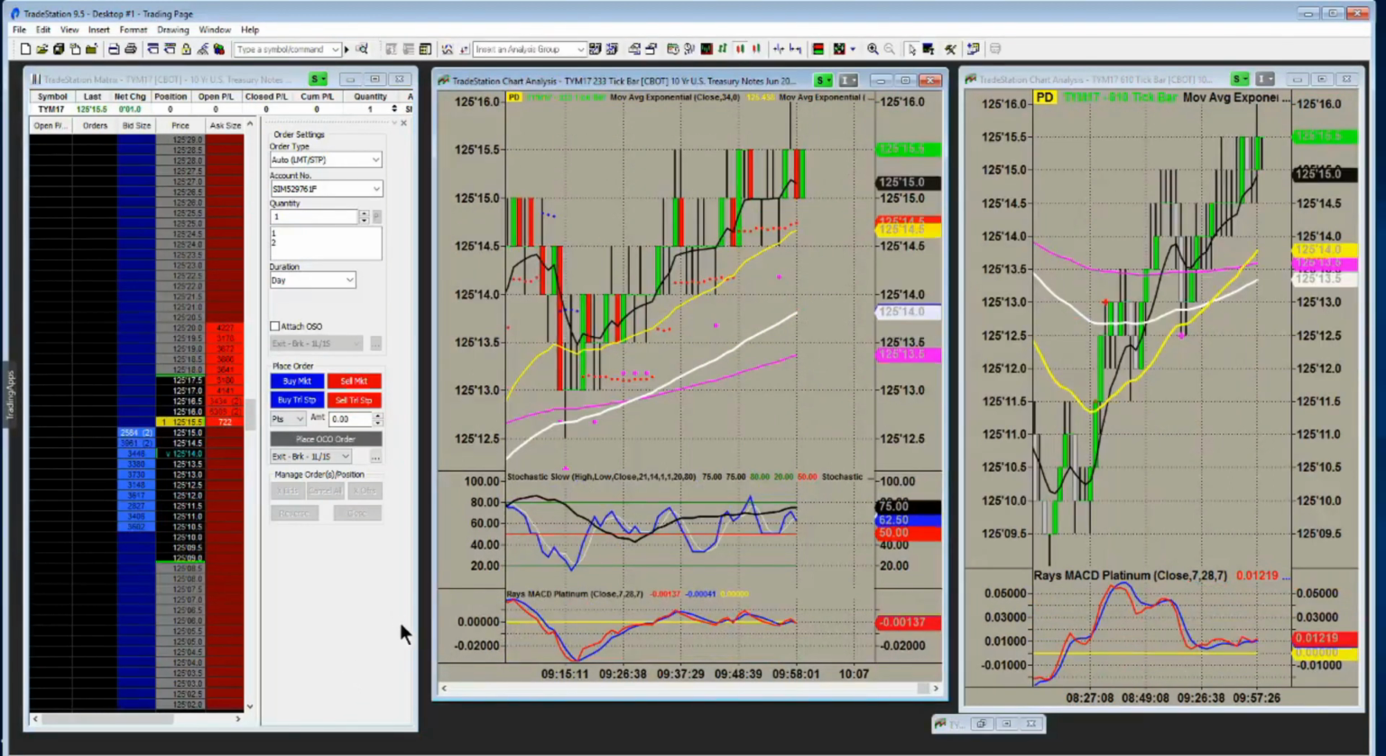Now you want to see some volume? This is the 10-year note. 2,000, 1,000. Within 2 ticks, 6,000, 14,000. Sorry, was it 4,000? Yeah, 4,000. So this is huge in regards to bid and ask.